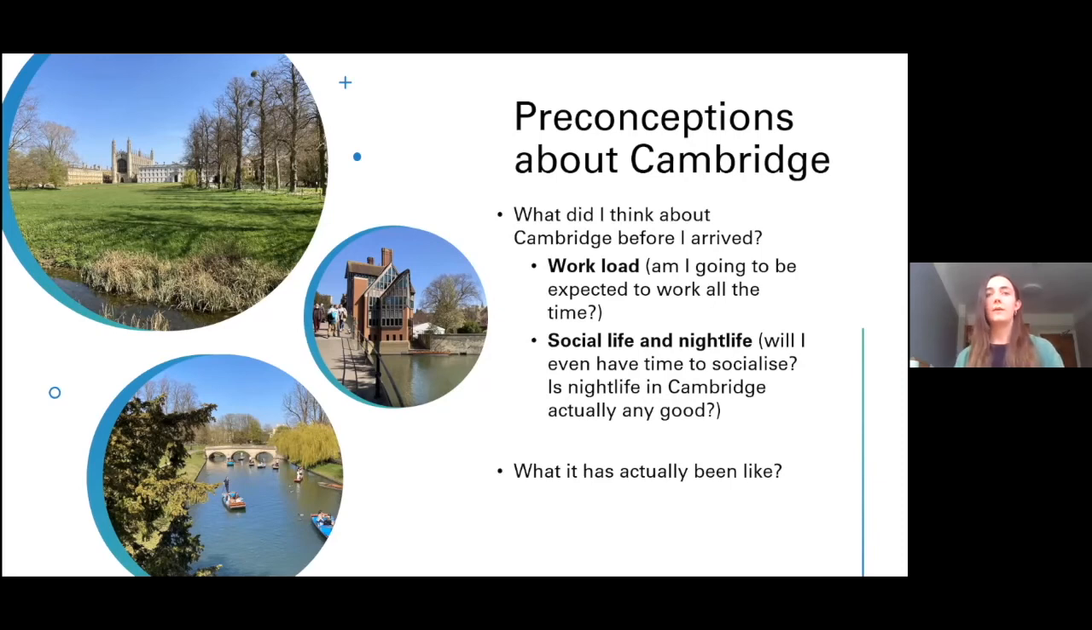The term is about 8 weeks long, and in that time you're having to produce a lot of work, and at the same time you're doing extracurriculars if you choose to join societies or have other interests you want to pursue.